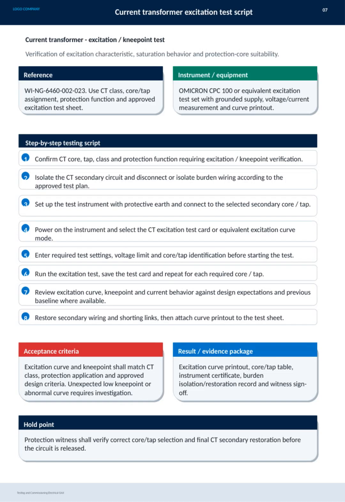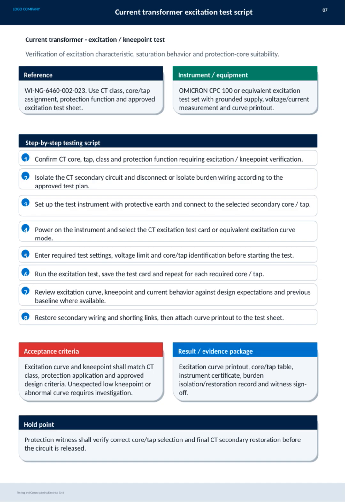On this slide, we focus on the current transformer excitation, or kneepoint test, which is essential for verifying the excitation characteristic, saturation behavior, and protection core suitability of the CT. The test follows a detailed script referencing WING 6460-002-023 and requires specific equipment like the Omicron CPC 100 or an equivalent excitation test set with grounded supply and measurement capabilities. We start by confirming the CT core, tap, class, and protection function that require verification.